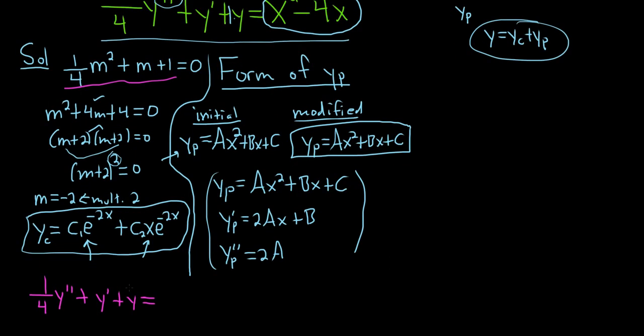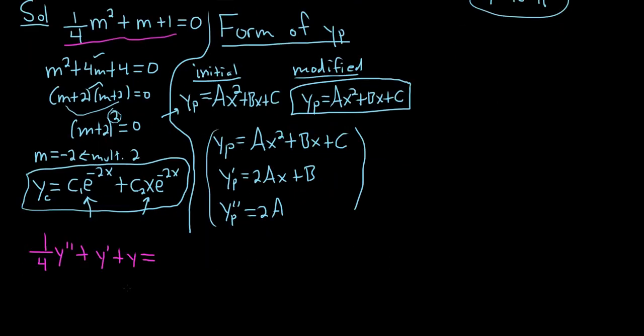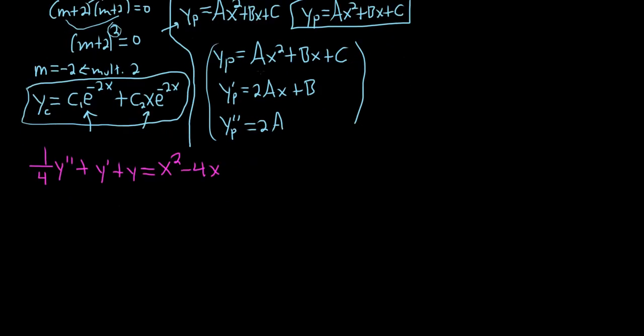And this is equal to x squared minus 4x. Okay, so this is our DE. All right, good stuff. Now we have to plug everything into this DE. So let's see. We have this one first, and it's being multiplied by 1/4. So 1/4 times 2a, plus y prime, which is 2ax plus b. I'll put it in parentheses, 2ax.